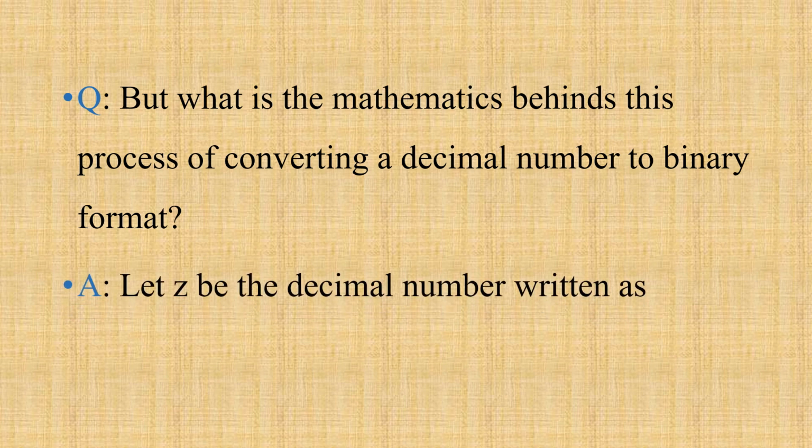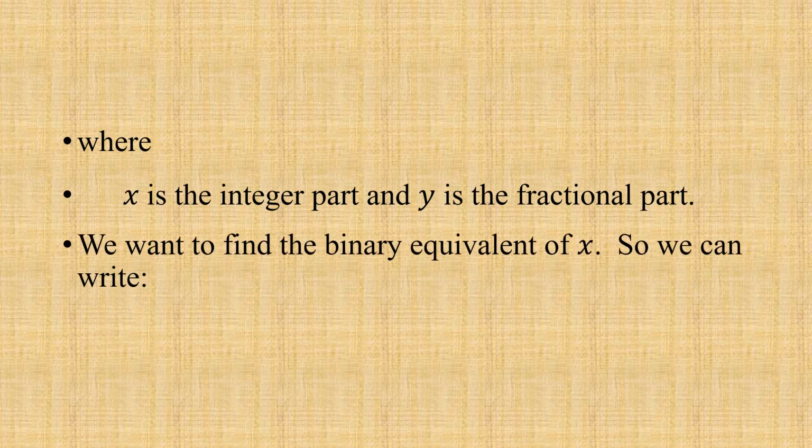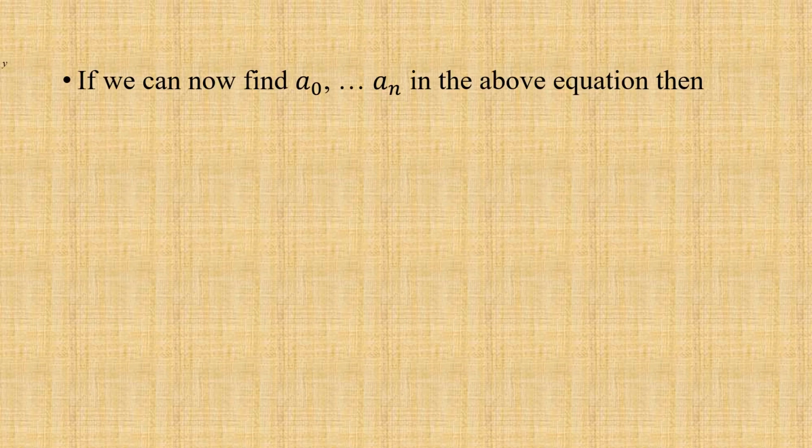Answer: let z be the decimal number written as z equals x plus y, where x is the integer part and y is the fractional part. We want to find the binary equivalent of x. So we can write x equals A_n 2 power n plus A_n-1 2 power n-1 plus ... plus A_0 2 power 0. If we can now find A_0 through A_n in the above equation, then x base 10 equals A_n A_n-1 ... A_0 base 2.